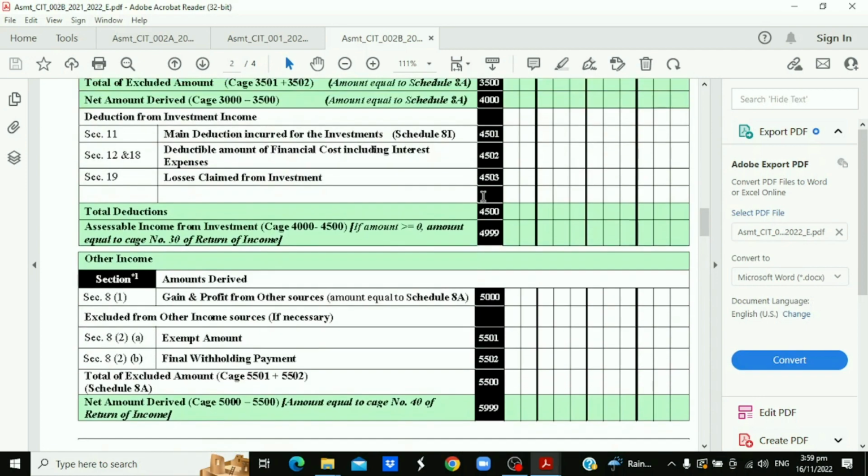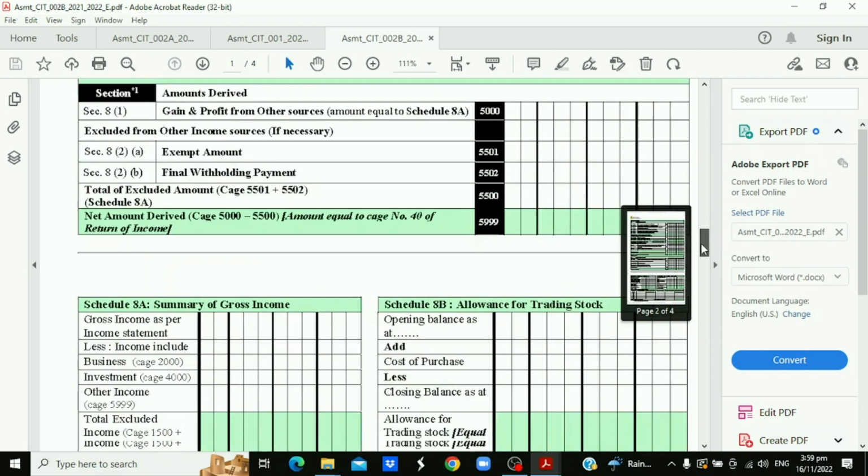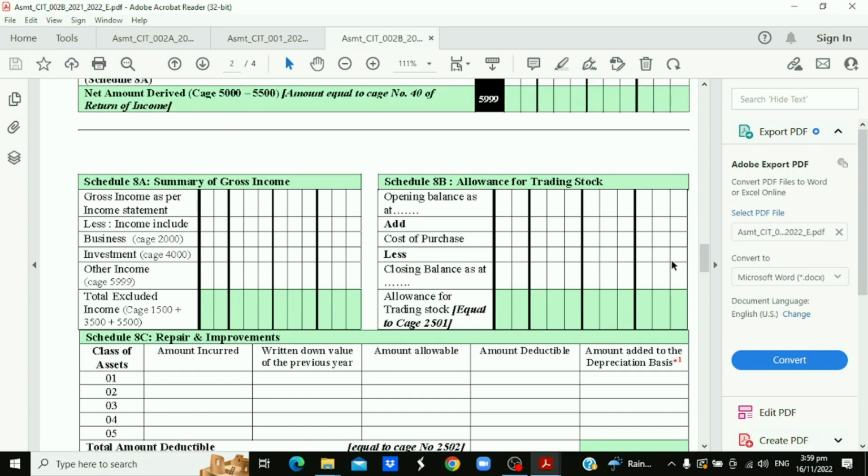Then we move into the next subschedules. We can start with section 13. Section 13 is related to the allowance for trading stocks, and schedule 8B is allocated for this. It is not much different from your calculation for cost of sale, but there are a few differences we can identify. The format of these preparations is the same. We can start with the opening balance, add the cost of purchases, then reduce the closing balance. Then ultimately we can decide the allowance for trading stocks.